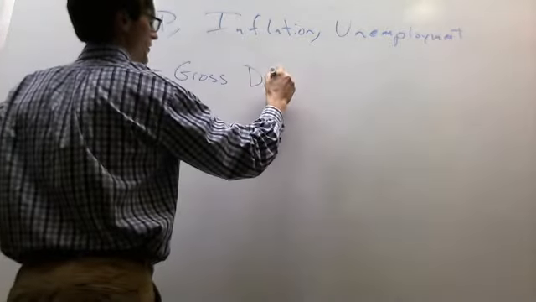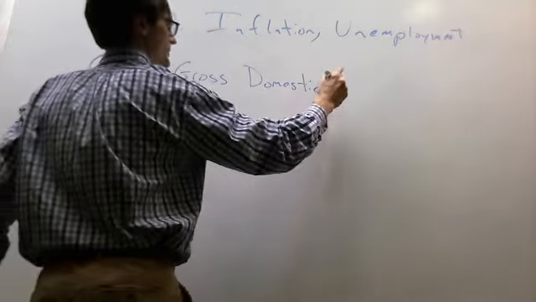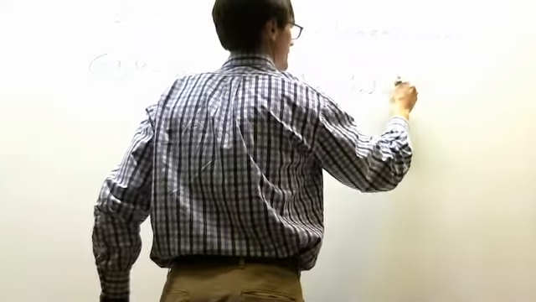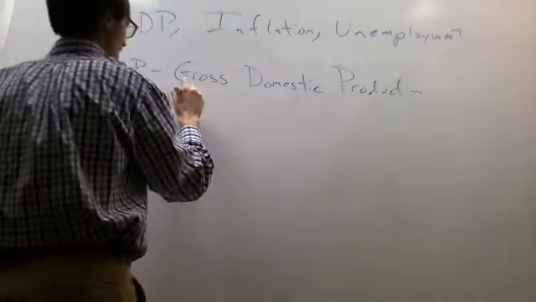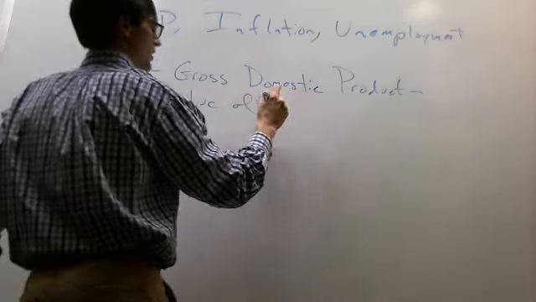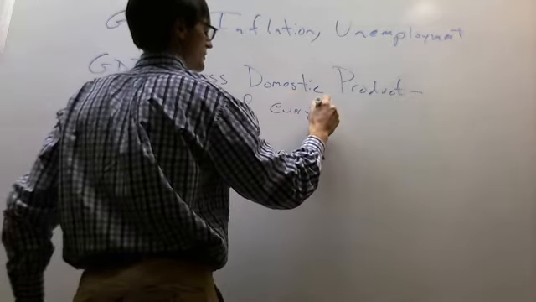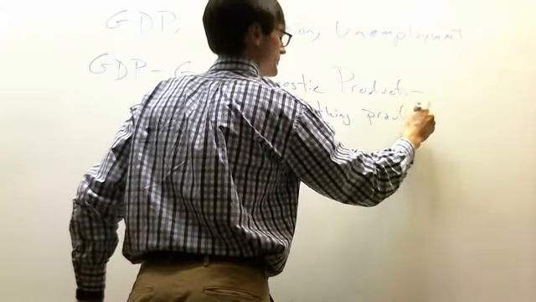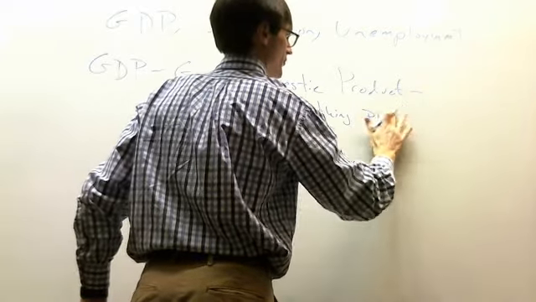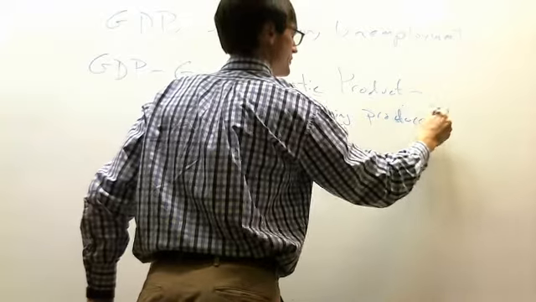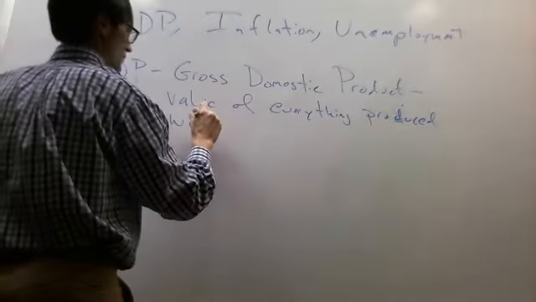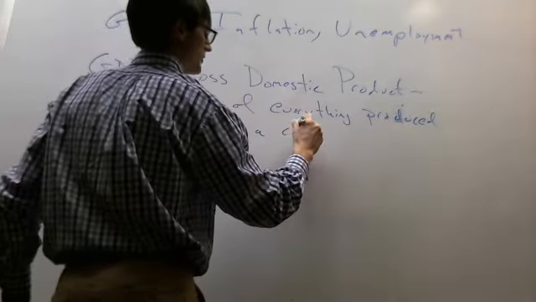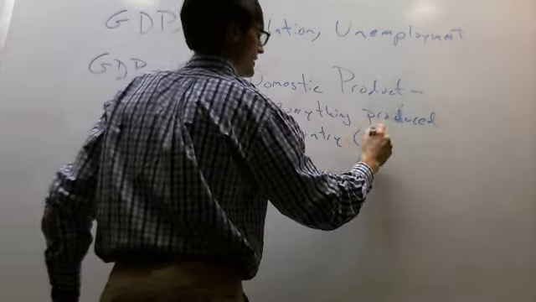We talked a little bit about that when we talked about world poverty. And that's just the value of everything produced within a country, and usually in a year.